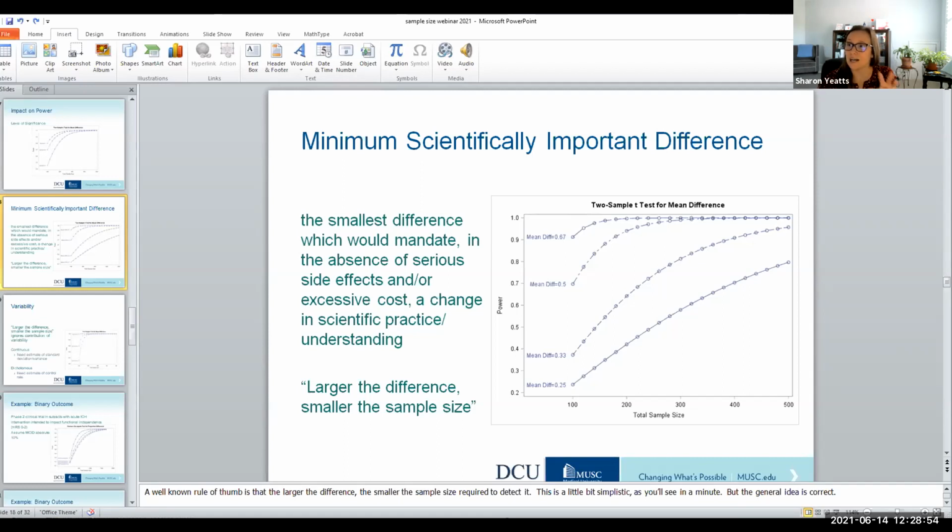Now, in reality, it's very hard to hold all of these things fixed. You're going to want to consider various combinations of the scientifically important difference and maybe the variability and things like that to, I'll use Will's phrase, stress test the design that you're developing.